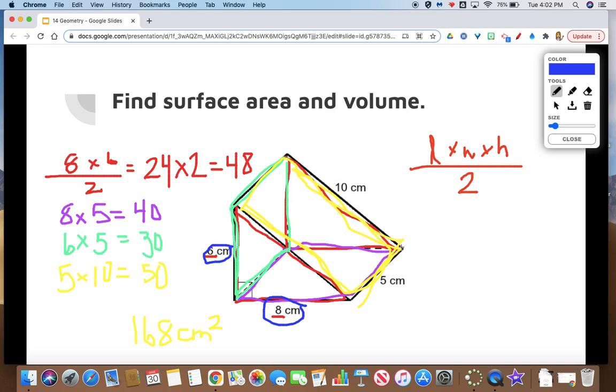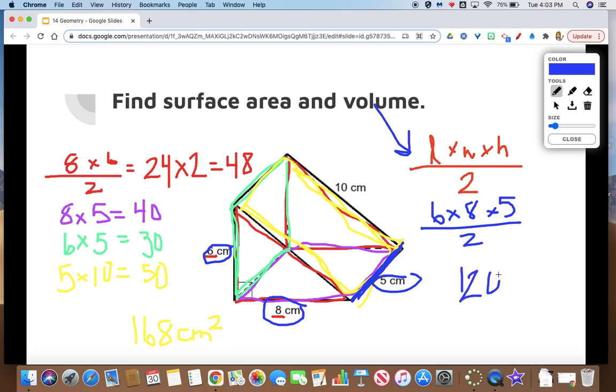Then we're going to use the number that connects the 2 triangles, my 5. So I'm going to take 6 times 8 times 5 and divide by 2 to get our volume for this prism. I'm getting 120 centimeters cubed.